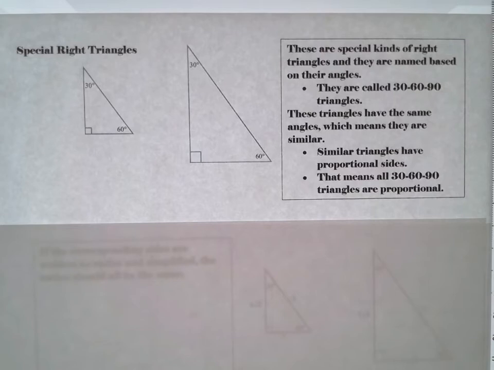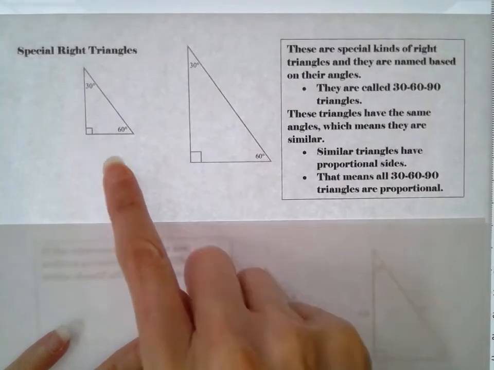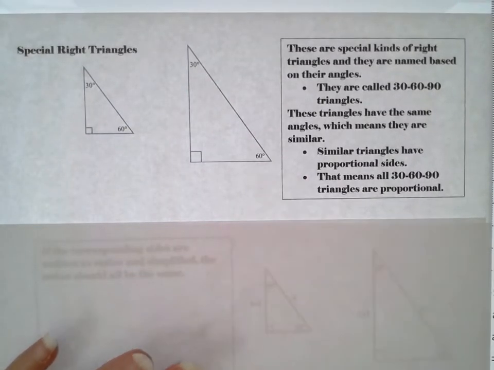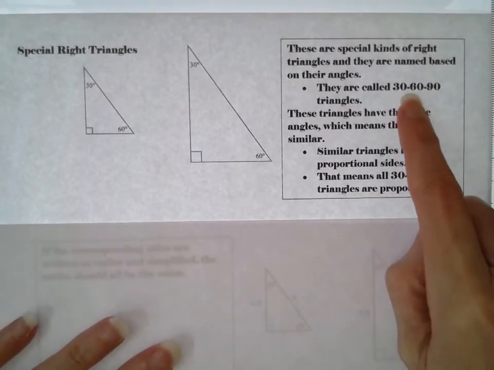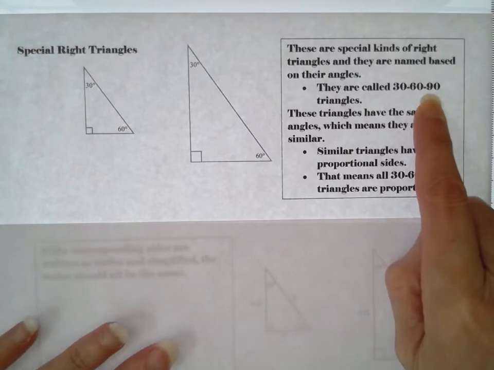This video is about special right triangles, and you can see these two triangles right in front of us have the same angles. They both have a 30, they both have a 90, they both have a 60. That means that these are going to be similar triangles. Now we call this triangle a 30, 60, 90 triangle, and we name it based on the angles.